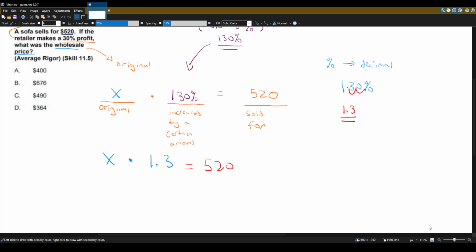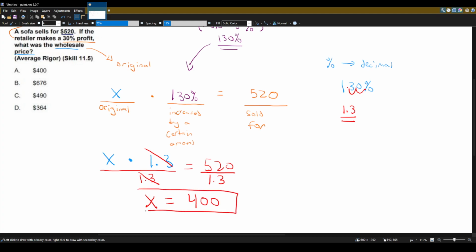I want to solve for X, so I want to get X by itself. Since X is being multiplied by 1.3, I want to do the inverse or the opposite, and divide by 1.3. And because this is an equation, if I divide the left side by 1.3, I have to divide the right side by 1.3. On the left, the 1.3 is canceled out, and all I have is X, just like I wanted. And on the right, we'll do 520 divided by 1.3. And if I use my calculator, I will get 400 dollars. And that leads us to answer choice A, 400.